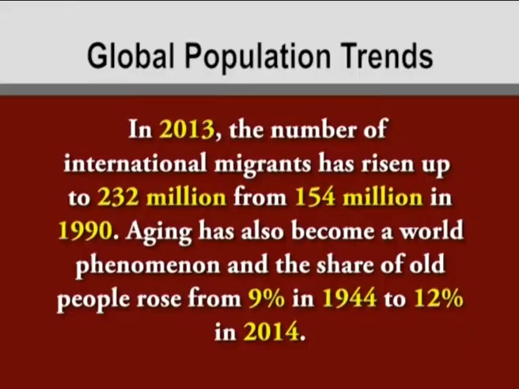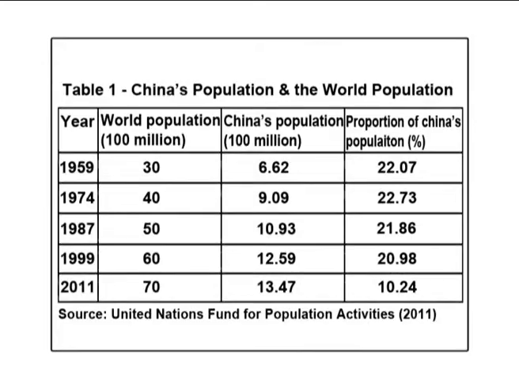International migration has been increasing over the past years. In 2013, the number of international migrants has risen up to 232 million from 154 million in 1990. Aging has also become a world phenomenon, and the share of old people rose from 9% in 1944 to 12% in 2014. Table 1 shows the changes in the world population and parallel changes in the population of China.